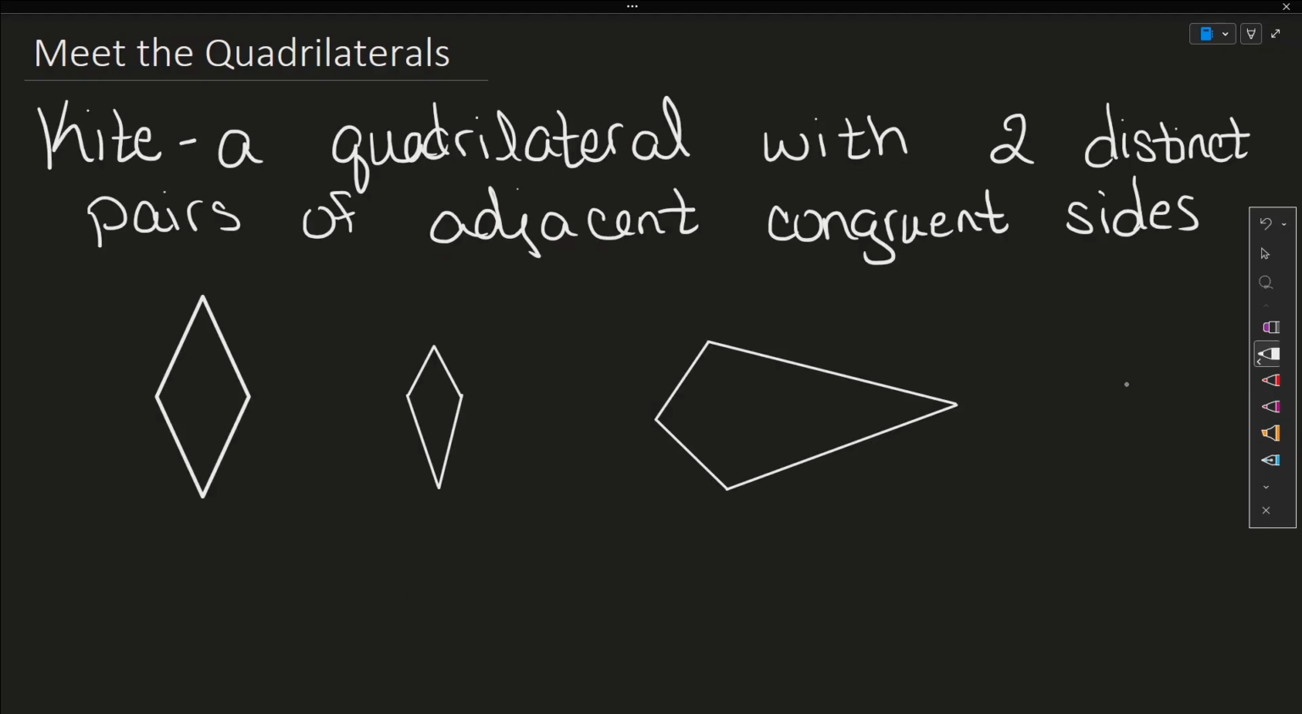A kite is a quadrilateral with 2 distinct pairs of adjacent congruent sides. Notice the word adjacent. That means the equal sides are next to each other, not opposite each other. In this one here, we have these 2 sides that are congruent, and then these 2 sides are congruent with each other.